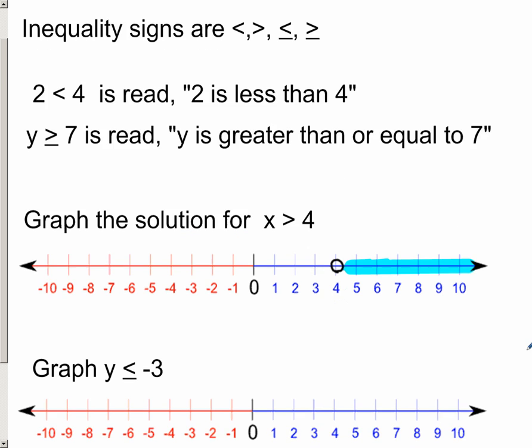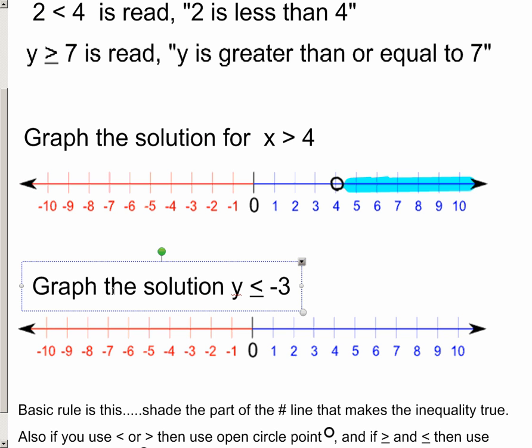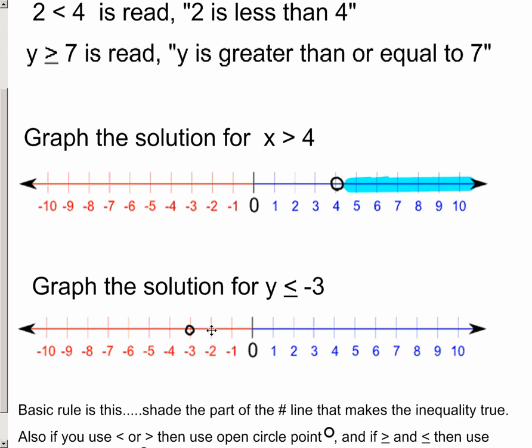Let's come on down and take a look at this one. We're going to graph the solution for y is less than or equal to -3. So we go to where -3 is on the number line, and I put my dot there, and then I have to stop and think, do I want it to be an open dot or a closed dot? Well, this has an equal to sign. That means that it's okay for my y to actually be -3. So I want to include -3 as one of my answers because this is okay because of that equal sign underneath it.